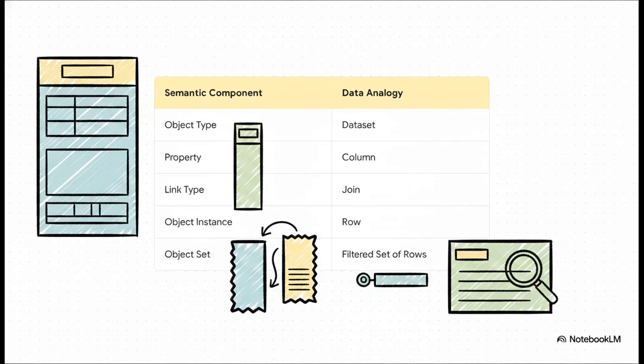Now, for us developers, this slide is the real aha moment because it translates these fancy-sounding concepts into the language we already speak. An object type in the ontology? That's basically a table or a dataset. A property? That's just a column. A link type? It's a predefined join. And an object instance? Well, that's just a row. So you see, this isn't about reinventing the wheel. It's about putting a really smart semantic layer on top of the data structures we already use every single day.